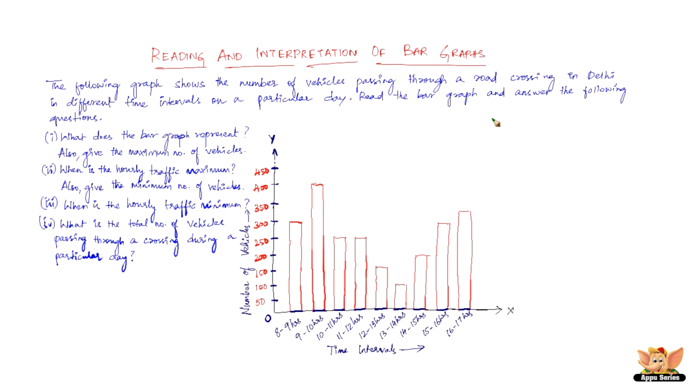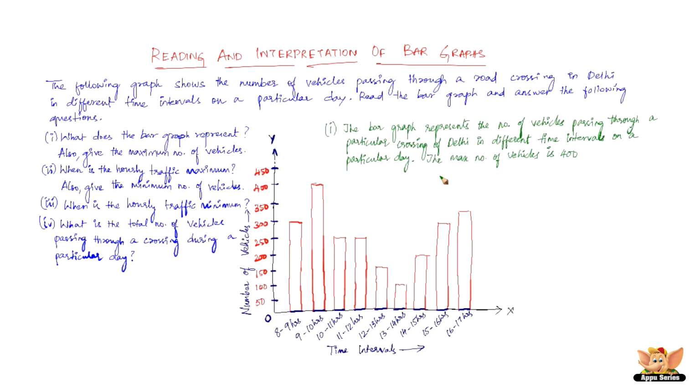So here is the solution for the first one. The text in the green color gives the solutions for these questions. So the first one states, what does the bar graph represent? The bar graph represents the number of vehicles passing through a particular crossing of Delhi in different time intervals on a particular day, and also give the maximum number of vehicles. The maximum number of vehicles is 400, as this red bar matches 400 here.